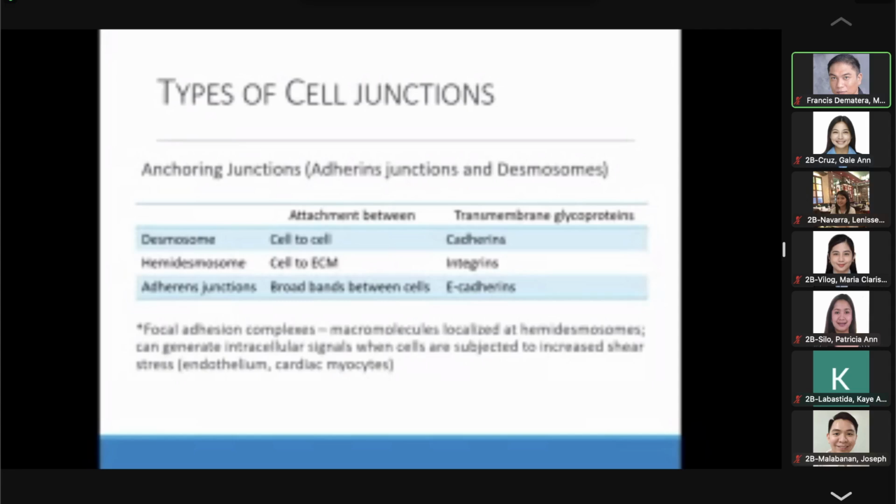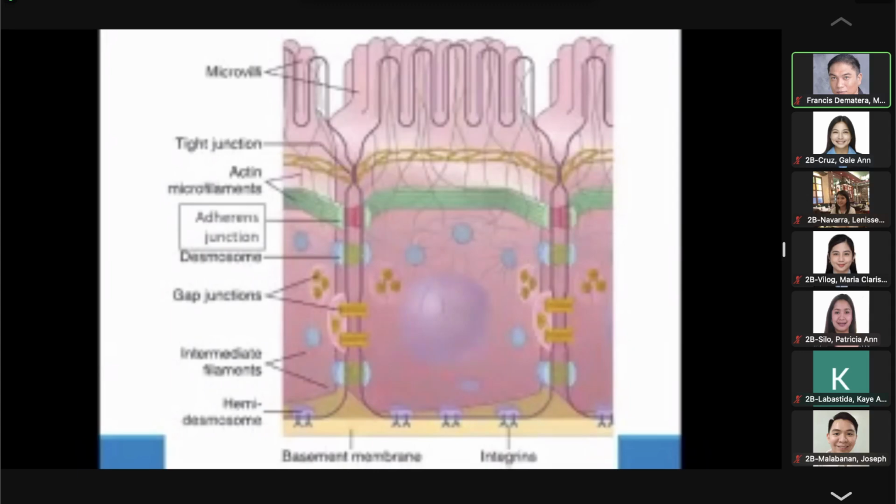The focal adhesion molecules are macromolecules that are localized at hemidesmosomes, and they can generate intracellular signals when cells are subjected to increased shear stress, such as in endothelium and cardiac myocytes. For example, in cardiac myocytes in cases of heart failure. So here are the hemidesmosomes, comparing them to desmosomes, where part of their attachment is on the extracellular matrix.